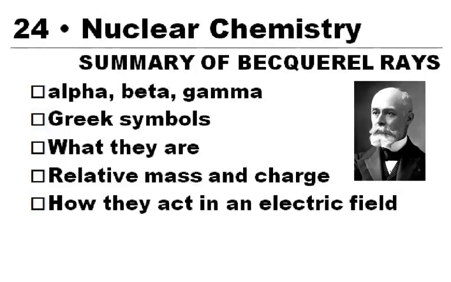I'd like to do a quick summary of Becquerel rays. We've seen information about each of these, and so let's put it together in one place. So we're talking about the alpha, beta, and gamma. They have Greek symbols. What are they really? What is their relative mass and their charge? And then how do they act when we put them in an electric field?